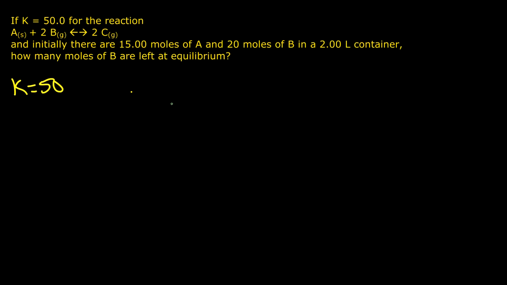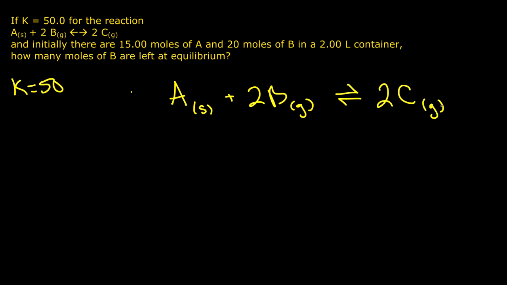So I got A, which is a solid. I got 2B, which is a gas. And we're yielding 2C, which is also a gas. First thing I notice is this is a solid. I'm going to ignore it.